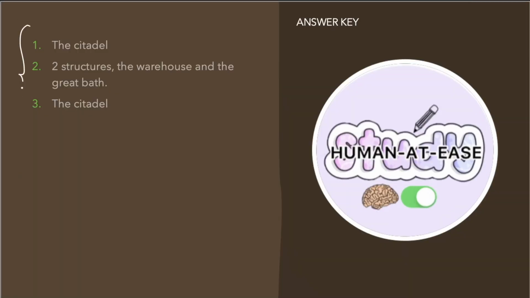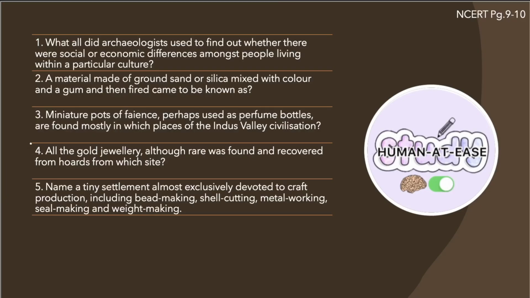Here are the answers for this series of questions. NCERT page number 9 to 10. Question number 1. What all did archaeologists use to find out whether there were social or economic differences among people living within a particular culture?